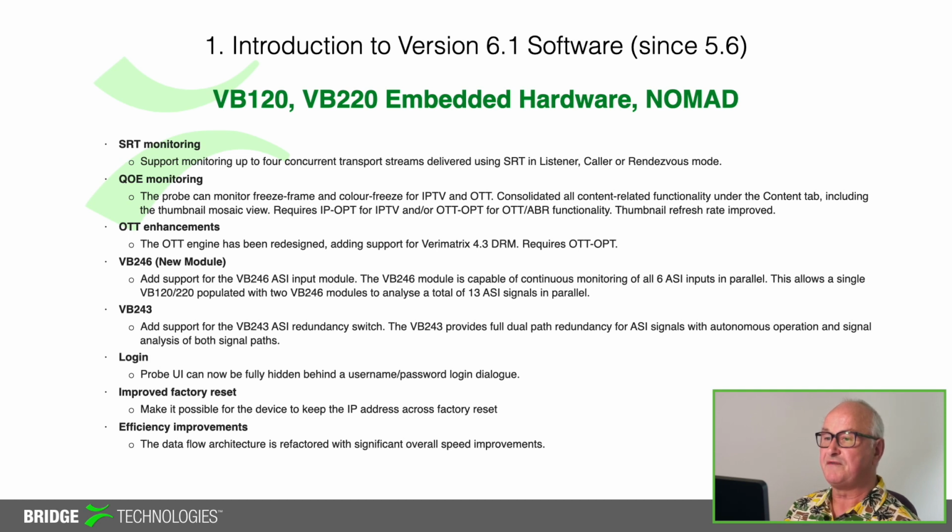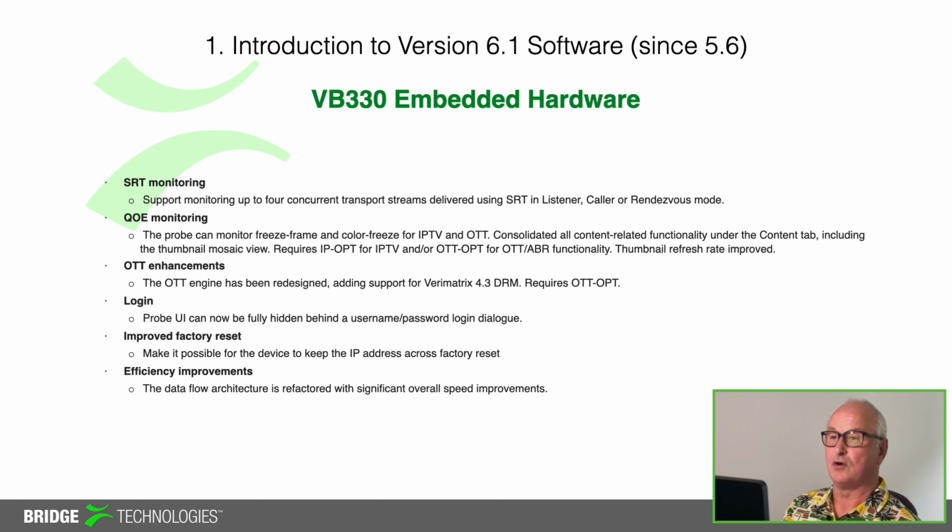Now we've got a new module, the VB246. It's an ASI input module, and where it differs from the 242 is that all 6 ASI inputs are available for simultaneous monitoring. And we've added some more support for the VB243 ASI redundancy switch. And there are a few more back office changes and improvements. The main difference for the VB330, of course, is it can't be used as a controller card like the VB120 and 220. So there's no VB246 upgrade here. Everything else is pretty much the same.